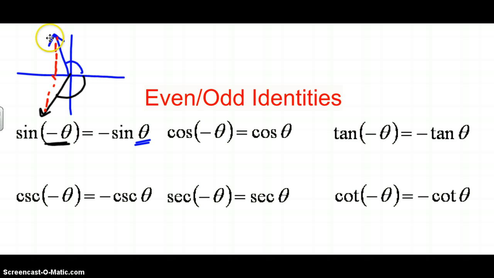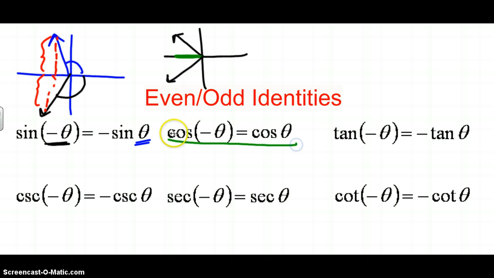My y values would be exactly the same in size, but one would be positive and one would be negative. With cosine, if I pick some angle, we'll go with this one. Here's my cosine, right, the x value. And if I draw that same angle but going backwards, I would get that exact same cosine value. So in this case, positive, positive. In this case, positive, negative. And you can explore the other ones on your own.